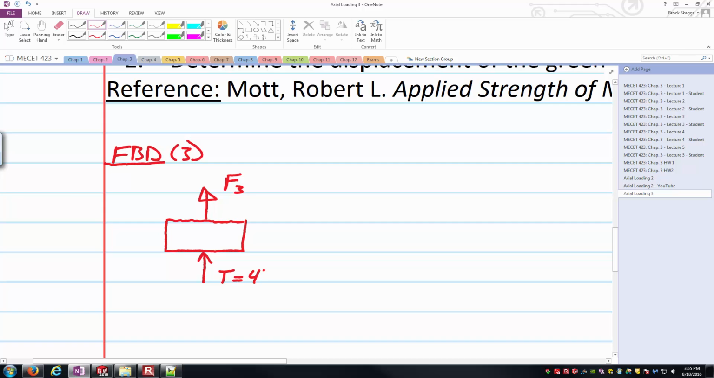So that's equal to my 4 kilonewtons there. And that looks like a complete free body diagram for this section. And so now I'm ready to write my equilibrium equation. And so here I've just really got a 1D problem.